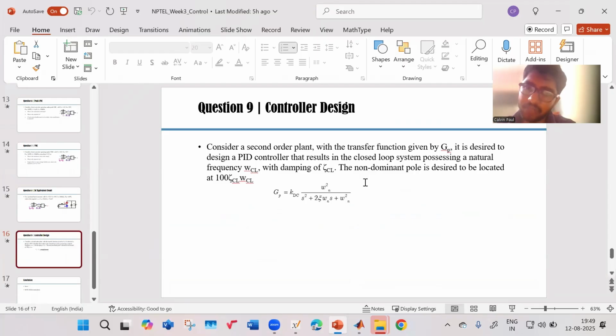This is a bit of an advanced sum, but you could actually take a screenshot and try this on your own. Okay, if you have any doubts later, you can ask me. And many more of these controller design sums will come in your upcoming lectures.